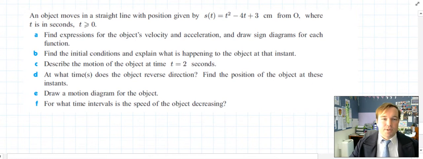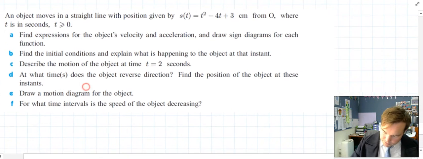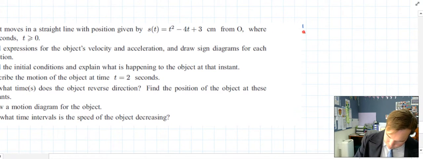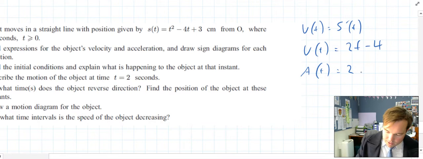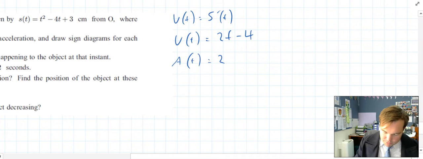So, here's the question. Read it through, and then we'll go through it. Alright, s(t) equals t squared minus 4t plus 3. Find expressions for the object's velocity and acceleration and draw sign diagrams for each function. Alright, so here, velocity is equal to s dash t. So, the velocity function here is 2t minus 4. And therefore acceleration is just equal to 2. Not too bad so far.